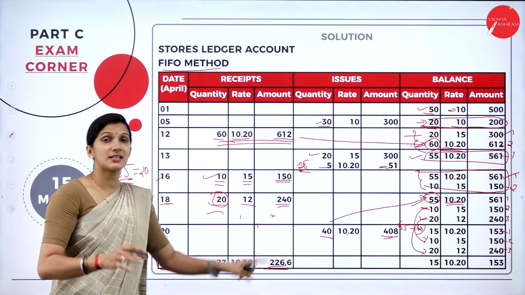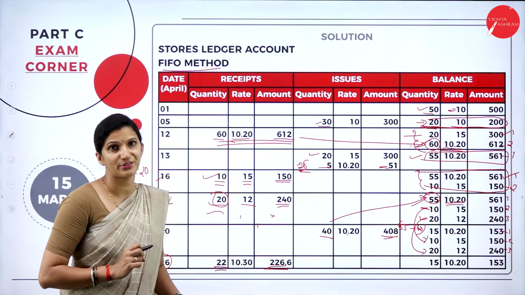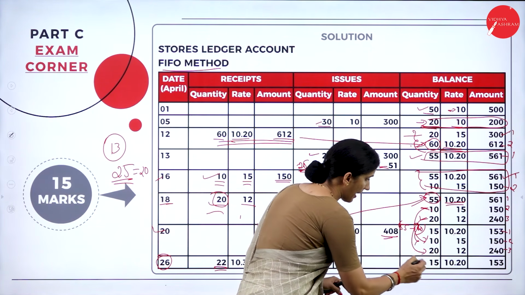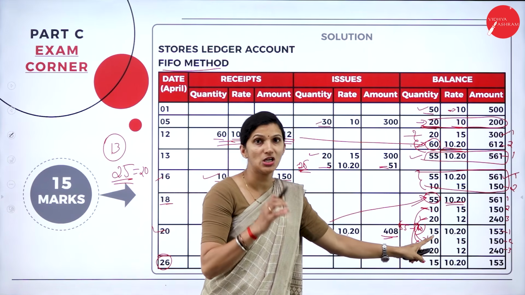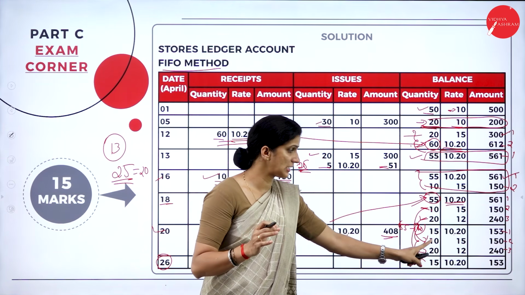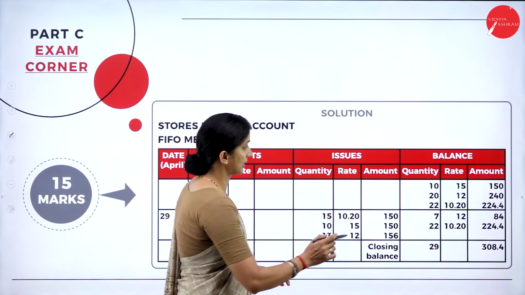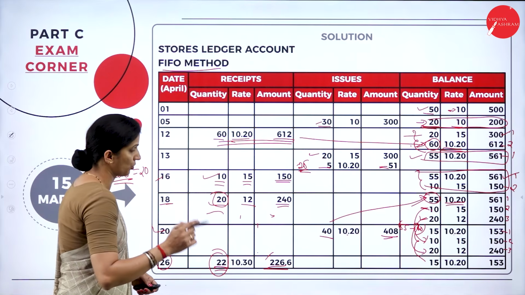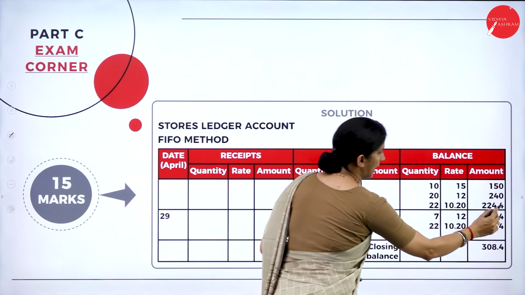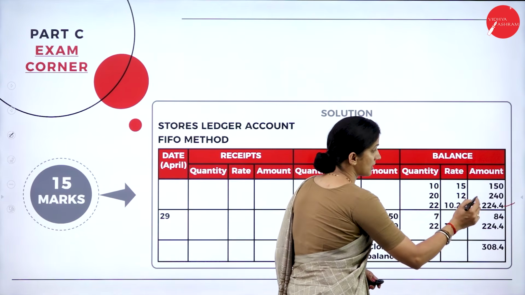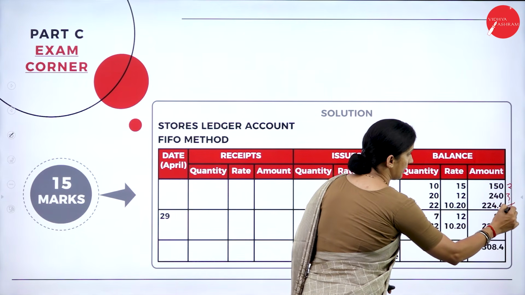Again on 26th, what is the balance? That we need to write. When you write the balance, you write the entire balance first. What was the balance you had the previous day? You write that first. That is 15, 10, 20 as it is. Now the additional purchase here is 22, so that goes to the last lot. So that means on 26th you have one lot, and then the second, third and fourth.